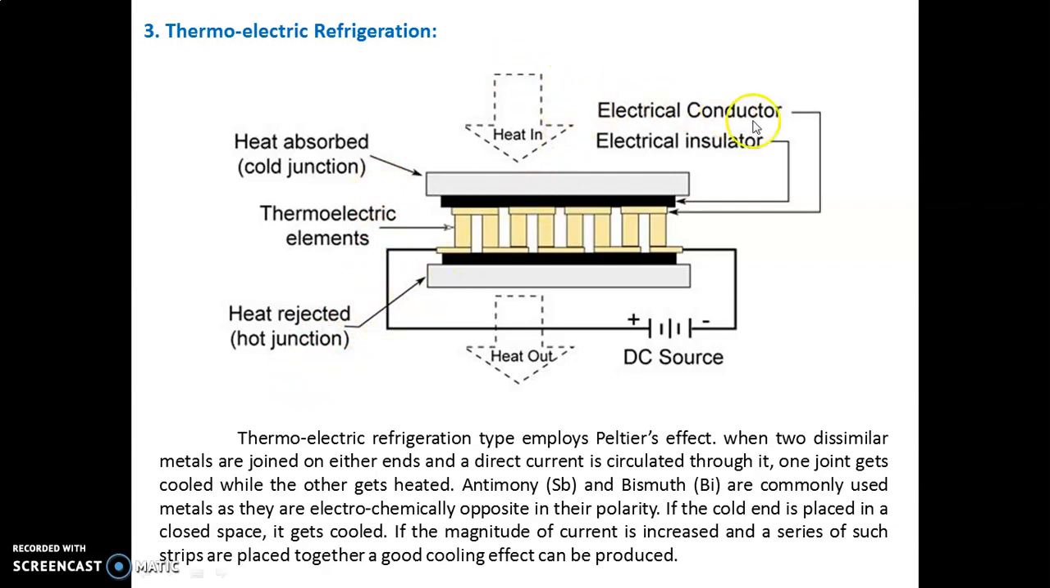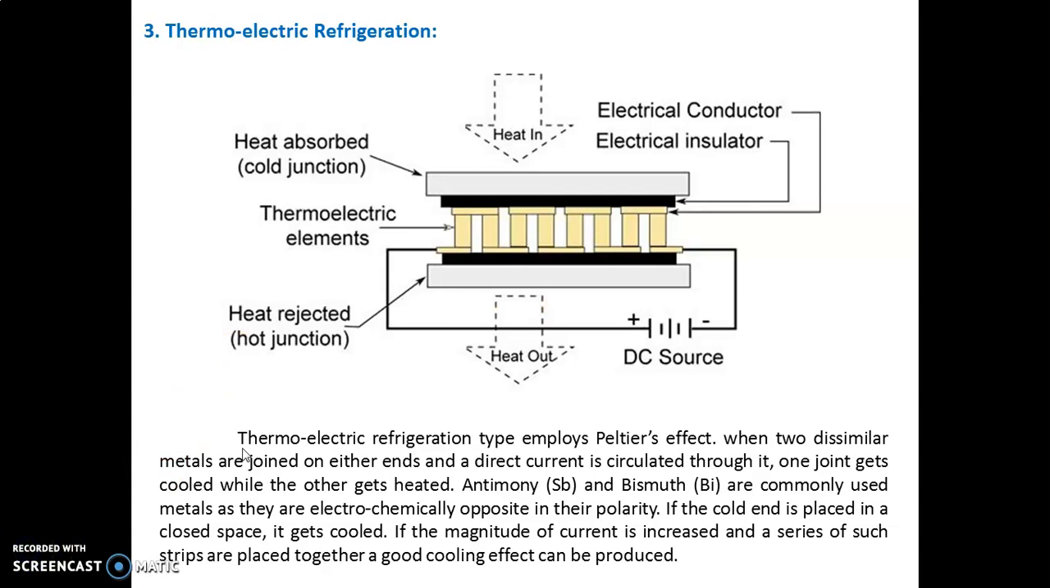The electric conductors or the insulator is placed in between those two junctions. Whatever thermoelectric element is preferred for thermoelectric refrigeration must be an electrical conductor. Thermoelectric refrigeration employs the Peltier effect: when two dissimilar metals are joined on either end and a direct current is circulated through it, one junction gets cooled while the other gets heated. This is the basic working of the Peltier effect.